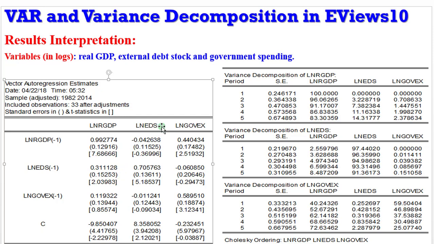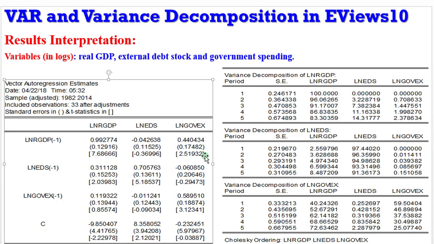Looking at the external debt stock results, from what we can see from the T statistics, only that of EDS is significant enough to predict itself. So again, I'll simply say the past realization of external debt stock is associated with 70.6% increase in external debt stock on average ceteris paribus.